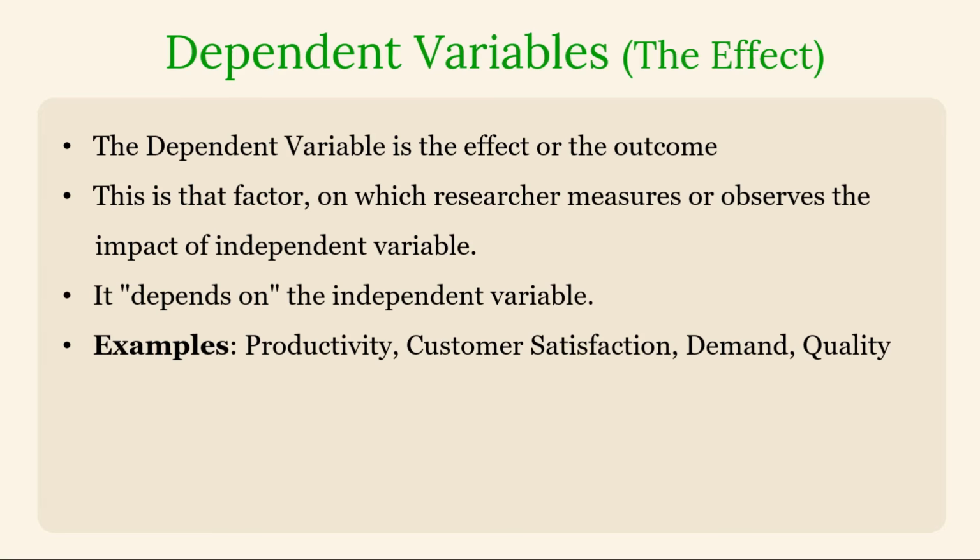Now let us understand what dependent variables are. Dependent variables are called the effect or outcome variable. A dependent variable is that factor on which the researcher measures or observes the impact of the independent variable. The change in the dependent variable depends on the independent variable, and hence it is called the dependent variable. In research, various dependent variables which are commonly discussed are employee productivity, customer satisfaction, demand or sales of a product, quality of the product, etc.